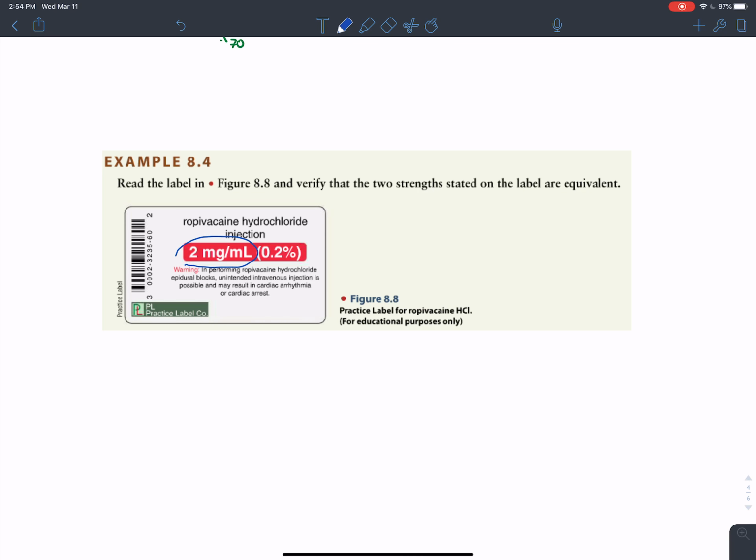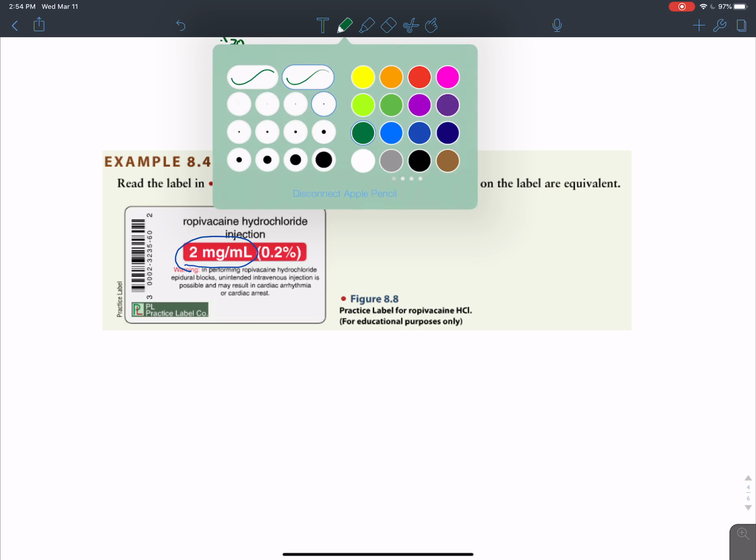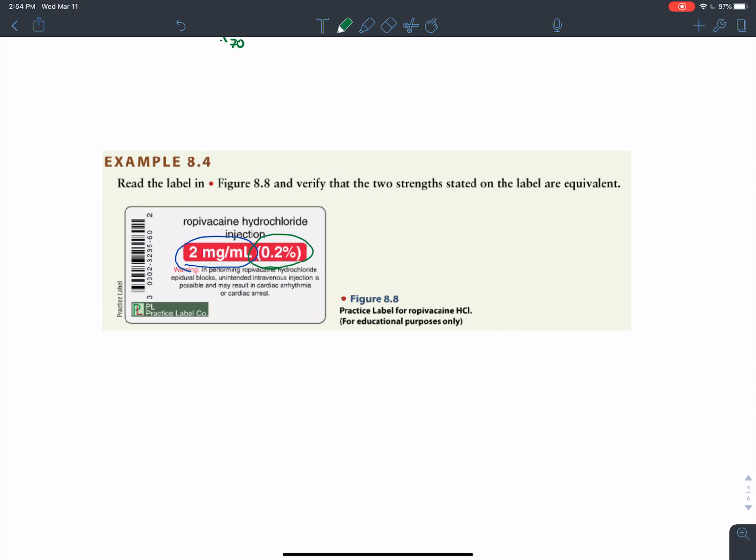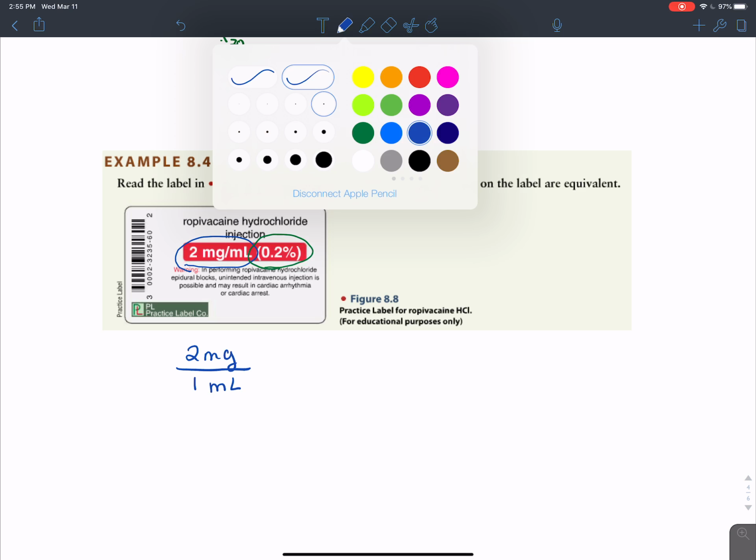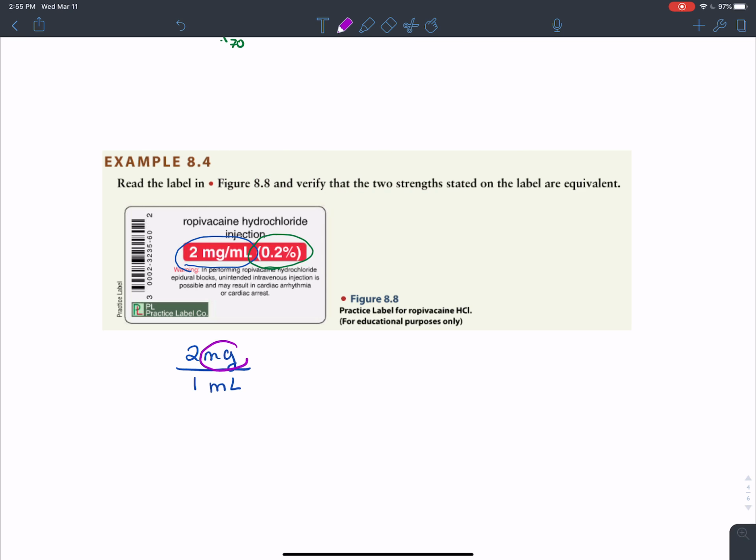They give us two strengths. One of them is 2 milligrams per milliliter. The other is 2%. I'm going to focus on the 2 milligrams per milliliter. Remember, when no number is written, it means that there is a 1 there. Now this is not in the proper form because milligrams is in our numerator and it should always be grams. So the first thing I'm going to do is convert from milligrams to grams. I know there are 1,000 milligrams in 1 gram.